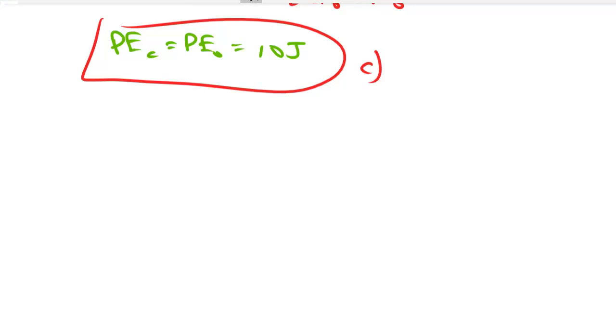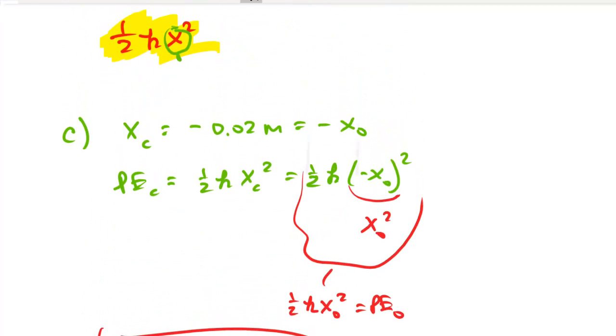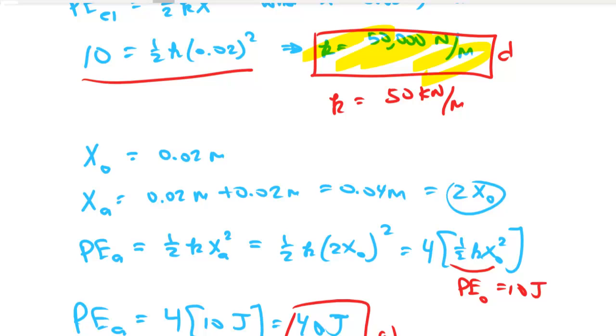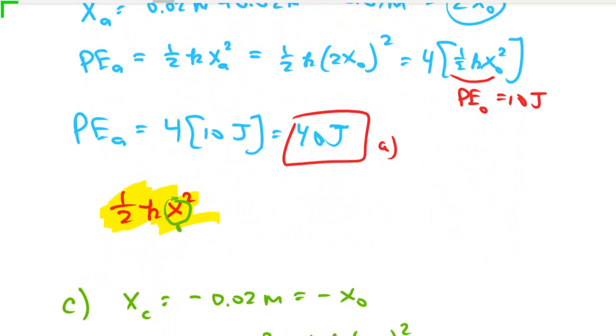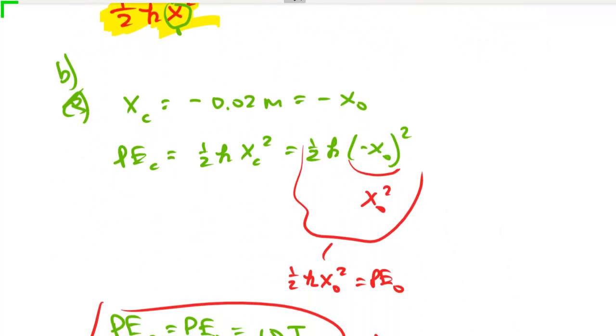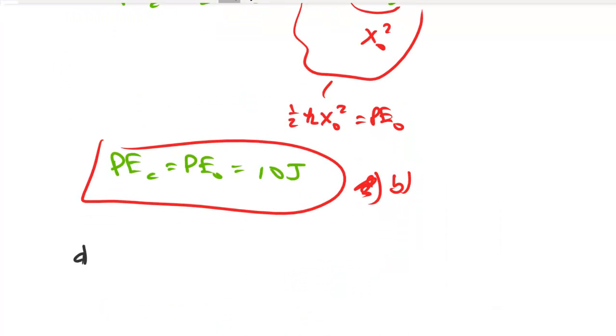I'm sorry, this was actually part B over here. This is part B. And now we're on to part C. Sorry about that. So this is part C. We already did D from the very beginning.